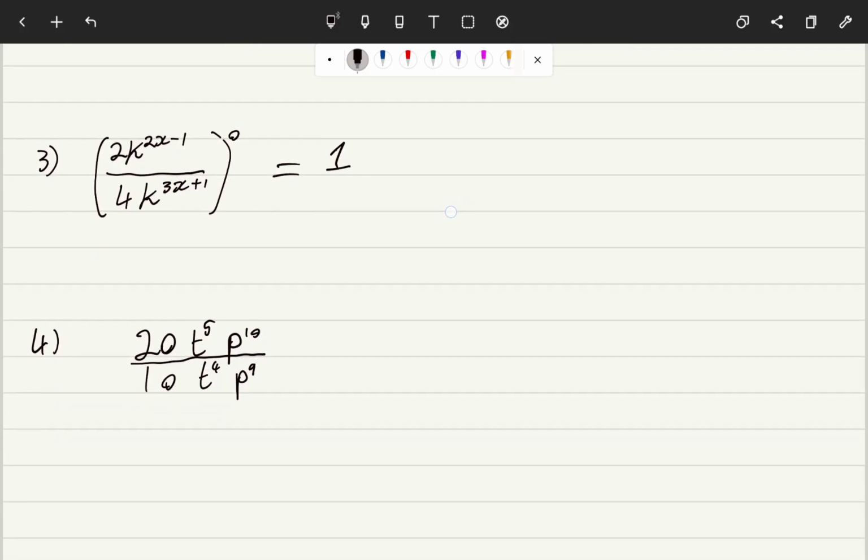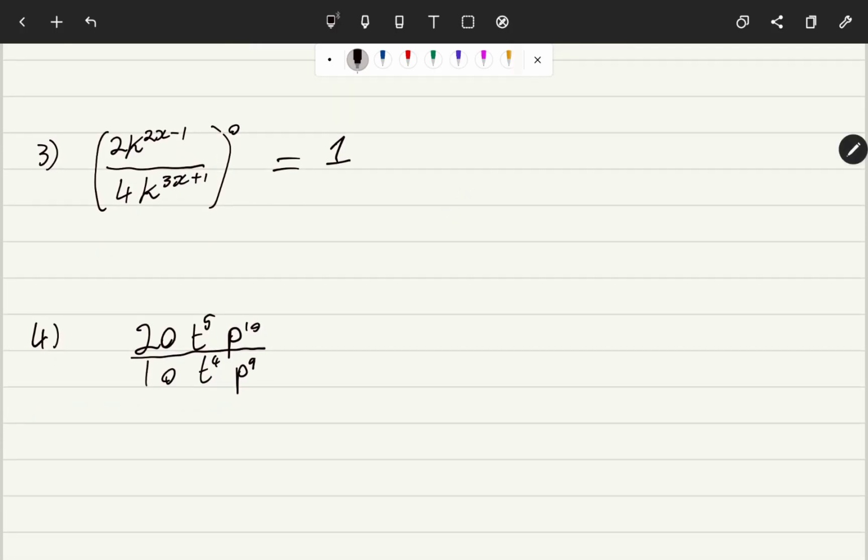So let's see what we have on the third problem, the fourth problem, I mean. So here we can just work that out. 20 divided by 10 is just going to be 2, right? In the numerator we don't have the same bases, and in the denominator as well, but in the whole fraction we have t in the numerator and t in the denominator, and p in the numerator and p in the denominator. So we can just apply the law.